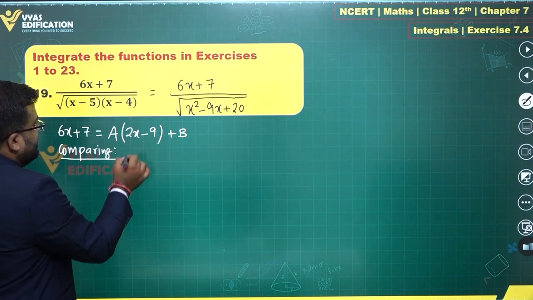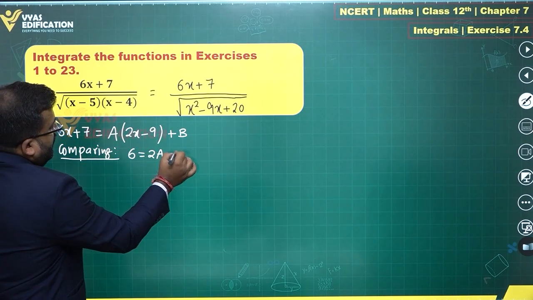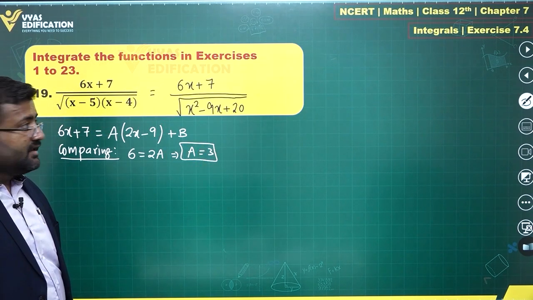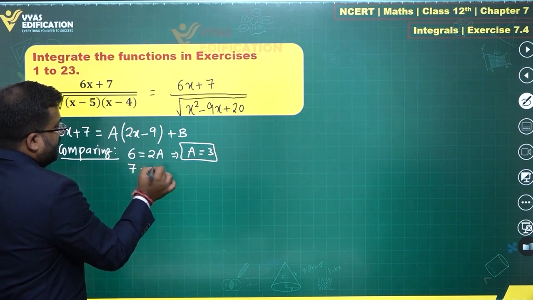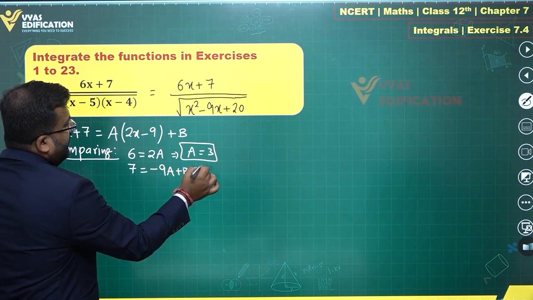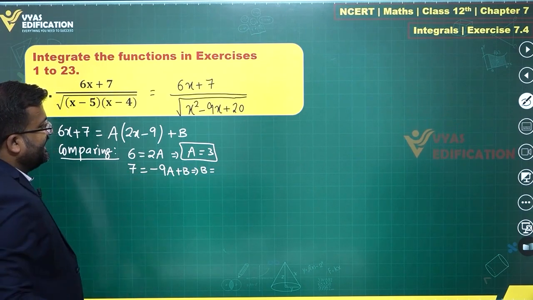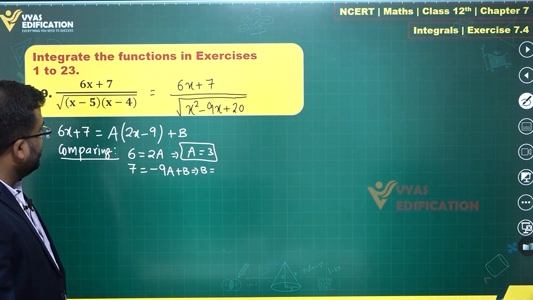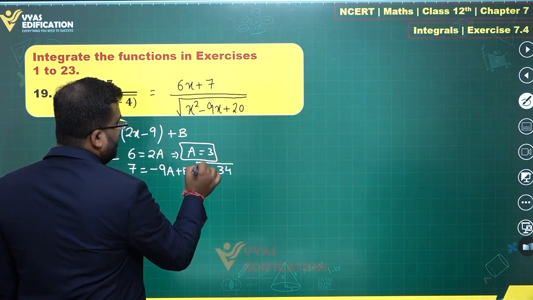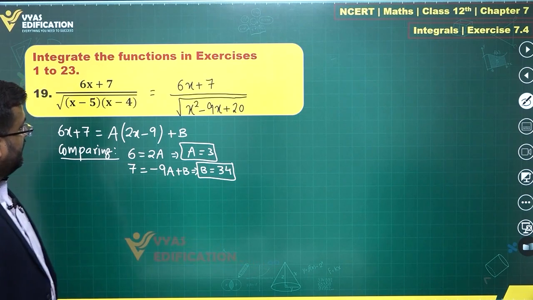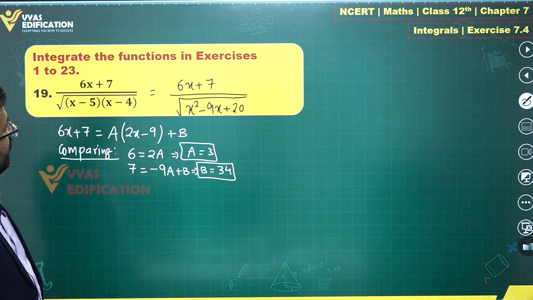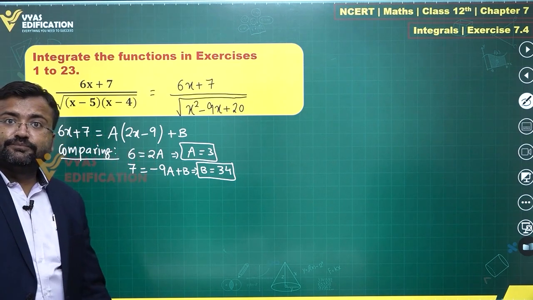Comparing tells me that 6 will be equal to 2a, or a will be equal to 3. This is the first thing that I observe. What else? 7, that is a constant term, will be equal to minus 9a plus b. That tells me b will be equal to 7 plus 9 times a. 9 times a is 9 times 3, 27. 27 plus 7 is 34. This is the value of b. This looks pretty big, but this is what you have, plus 34.